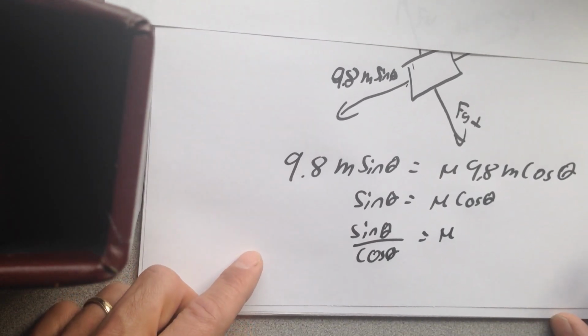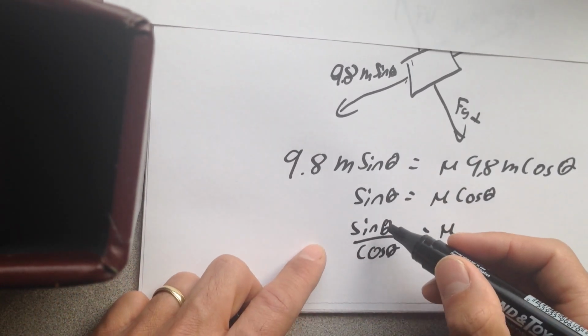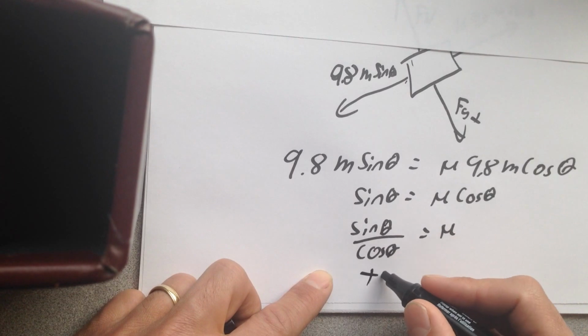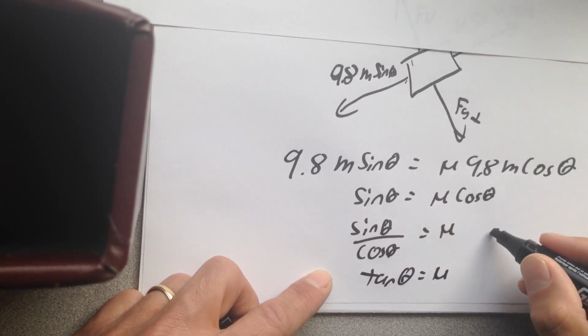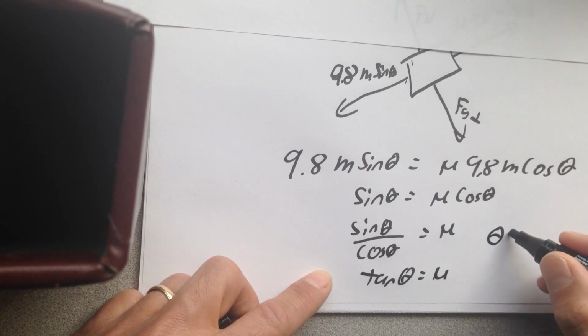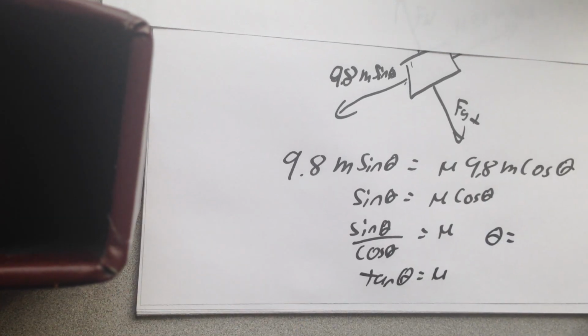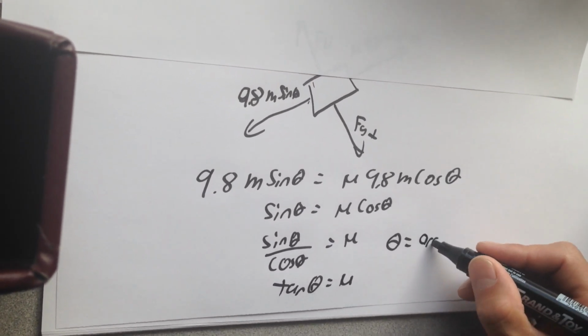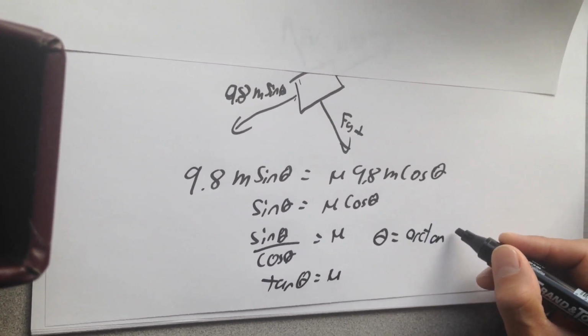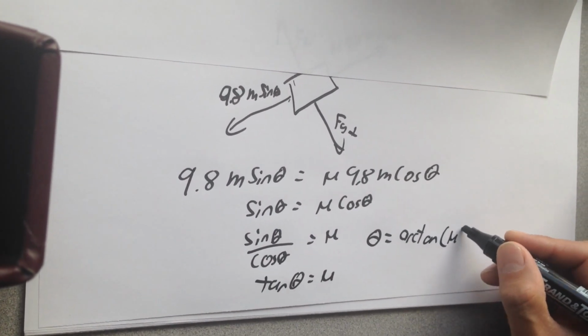Okay, so remember back to when you learned trig identities, sine theta over cos theta is tan. So tan theta is equal to the coefficient of friction, making the maximum angle that you can get without sliding equal to the inverse tan. Well, actually it's pronounced arctan. Arctan of the coefficient of friction.